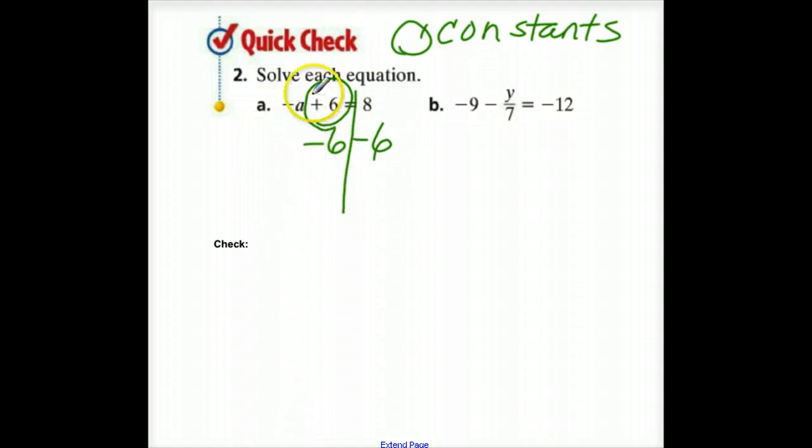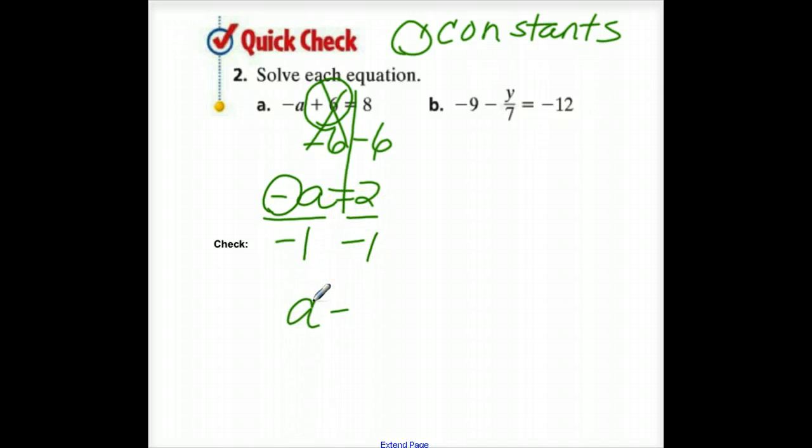Notice you're not subtracting from the a because, like apples and oranges, you can't add and subtract unlike terms. This is a constant because it doesn't have a variable. This term has the variable a. They're different families. We can't add or subtract them. The 6's cancel out. 8 minus 6 is 2. I'm left with -a. There's a negative coefficient by this negative right here, so I'm going to divide by -1 to both sides. My final answer is a equals -2.